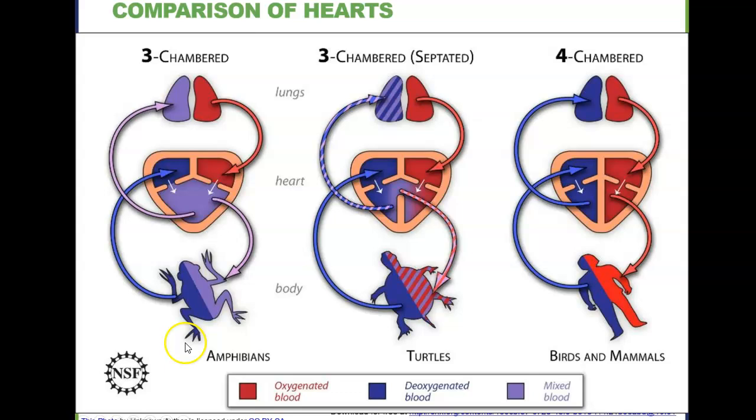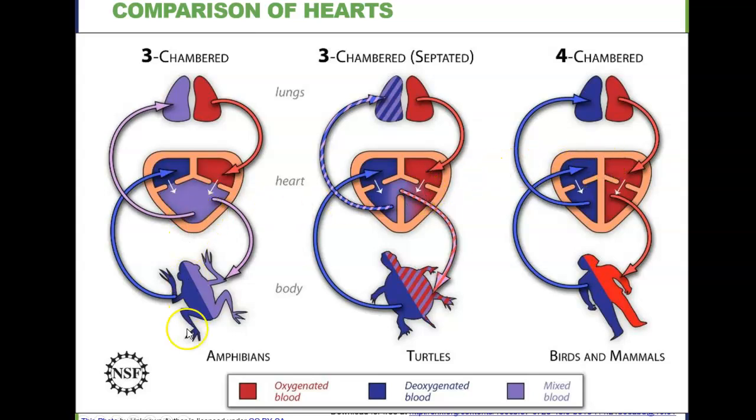So what I'd like to do now is just go back and look at the three types of hearts that we've talked about. So we had the three-chambered in the amphibians, the three-chambered in the reptiles, most of the reptiles, remembering that the crocs do have a four-chambered. And then for our birds and mammals, we have a fully separated four chambers.